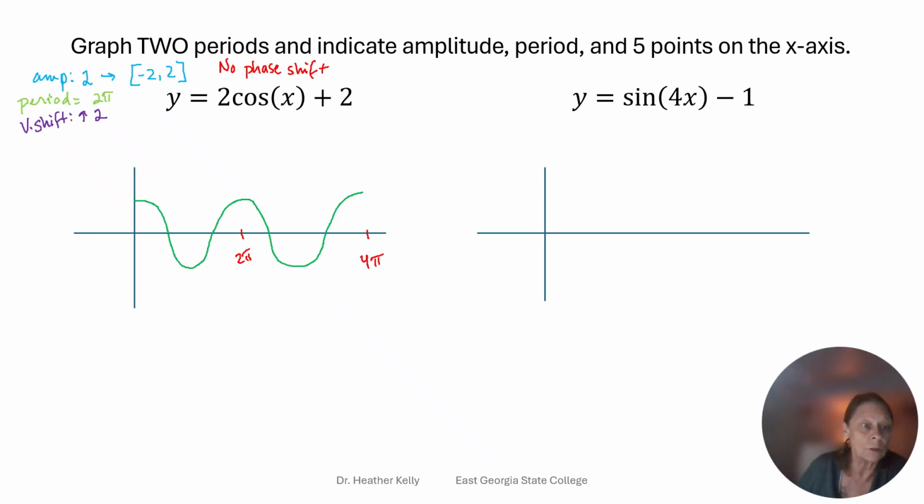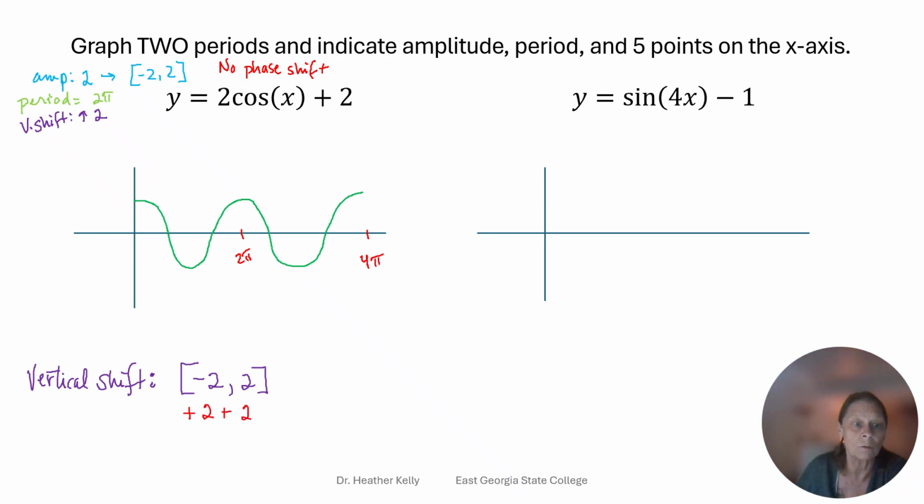The way that we do the vertical shift is to focus on that range. So right now, the range is going from -2 to +2. But if we add in that vertical shift, which is up 2, we're going to add 2 to both of these guys, and our new range is going to be from 0 to 4.